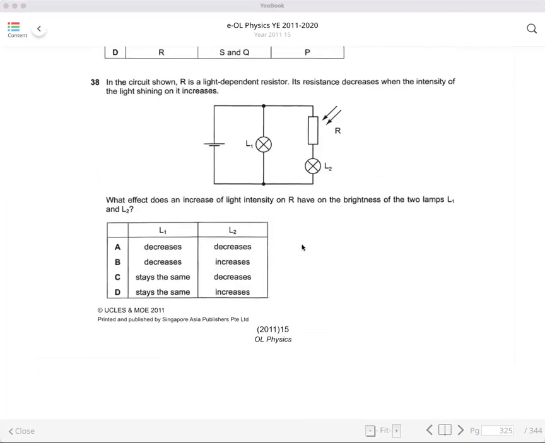Okay, we are ending soon. 38, what's your answer? Yeah, I got the answer for 38.